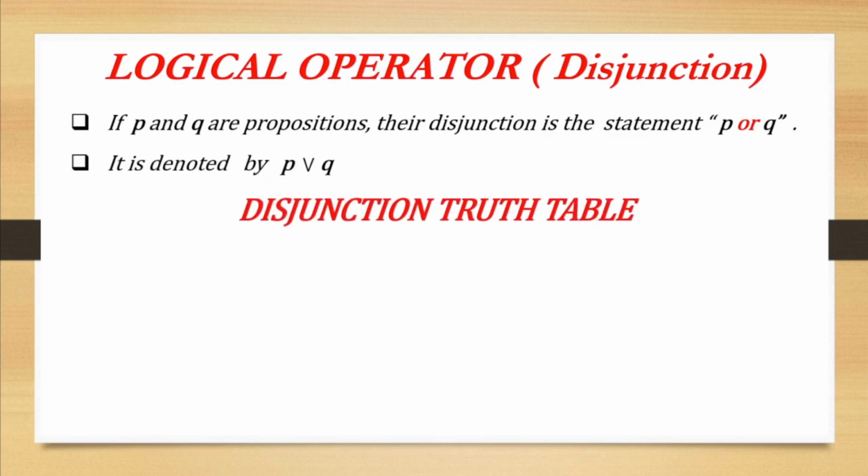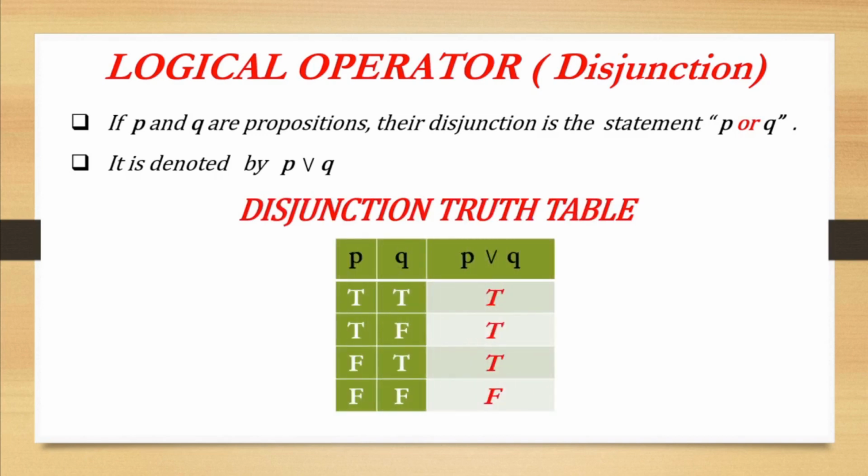This is the truth table for the disjunction. As the table shows, the disjunction statement P or Q will only be false when the propositions P and Q are both false, otherwise true.